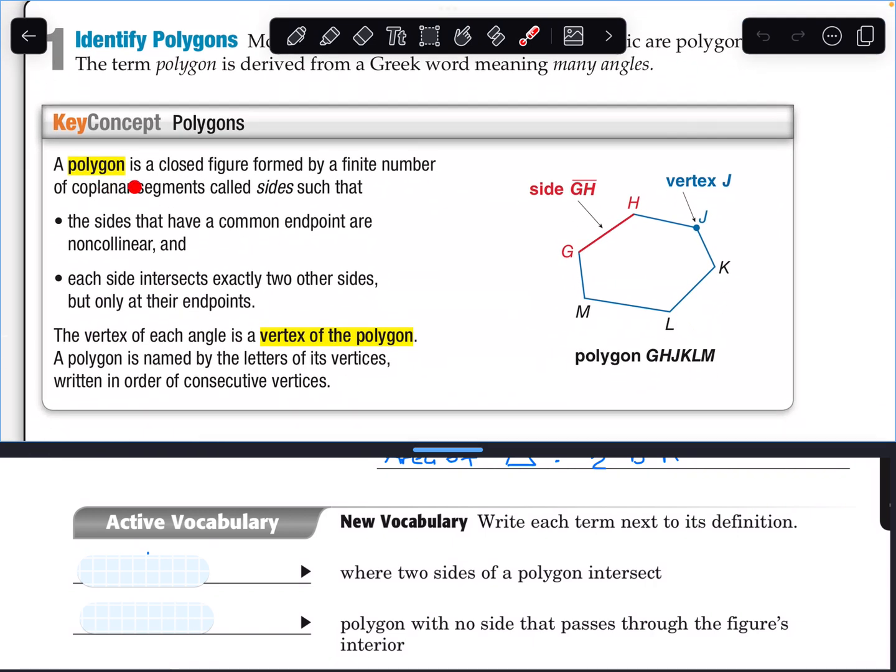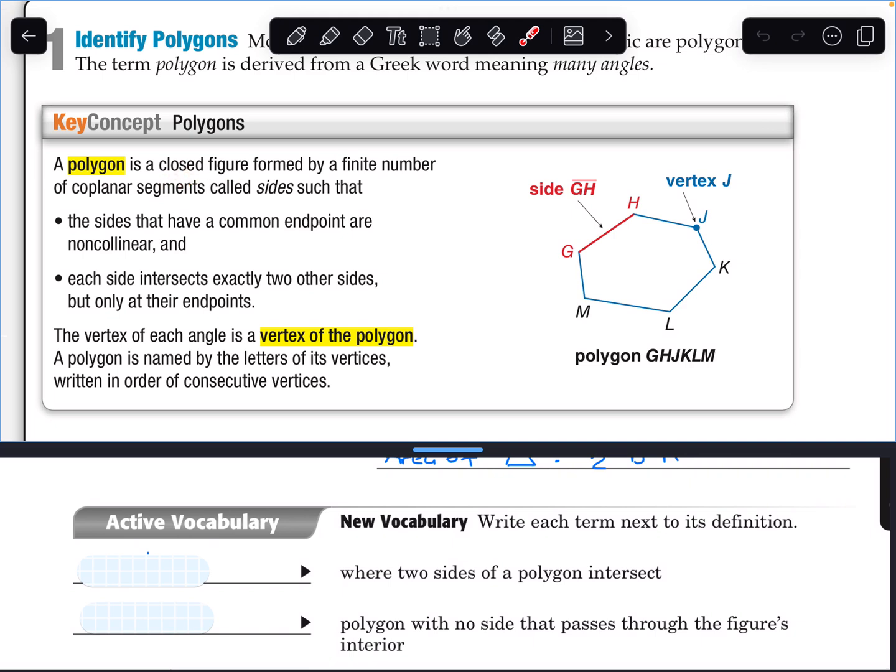So a polygon, here's the definition: a closed figure formed by a finite number of coplanar segments called sides, such that the sides that have a common endpoint are non-collinear, and each side intersects exactly 2 other sides, but only at their endpoints. That's a lot. Let's try to break this down a little bit.